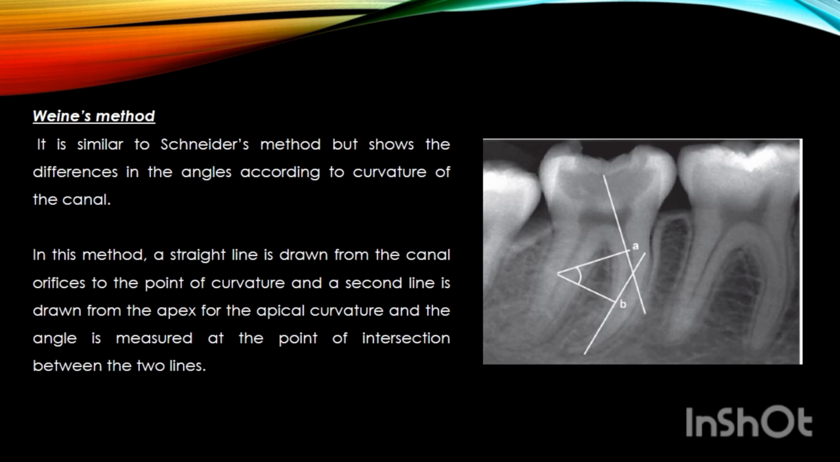Weine's method is very similar to Schneider's method, but it shows differences in the angles according to the curvature. Here also the first straight line is drawn from the canal orifice, not from the coronal third. Here it is from the canal orifice till the curvature point, and the second line is from the apex of the curvature. It is not exactly from the apical foramen, it is from the apex of the curvature. From there the lines will intersect, and the angle is measured at the point of intersection. Okay.